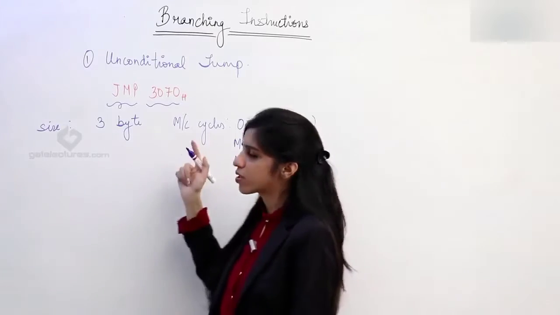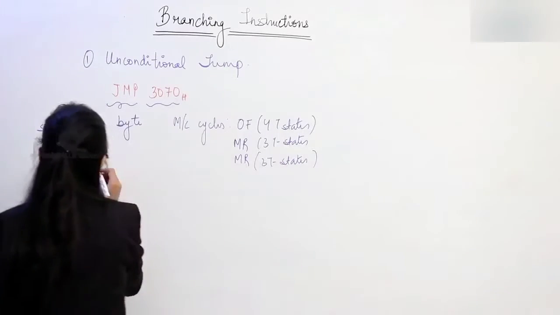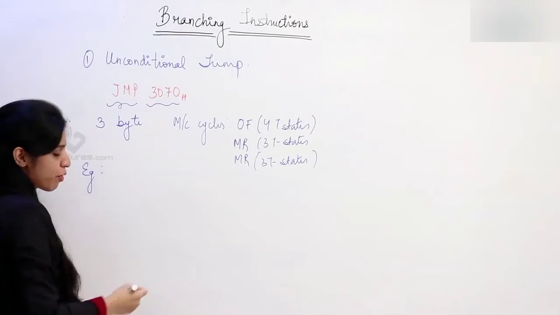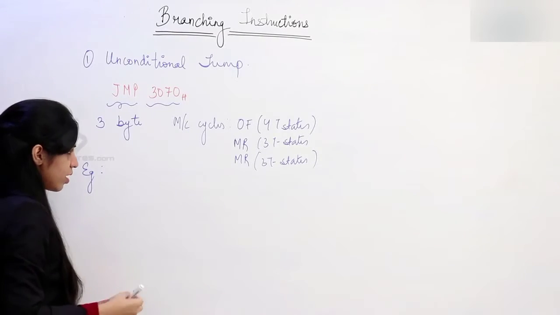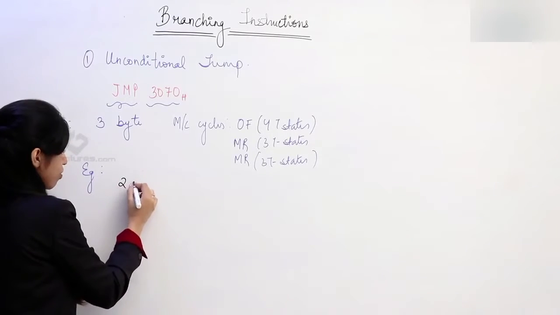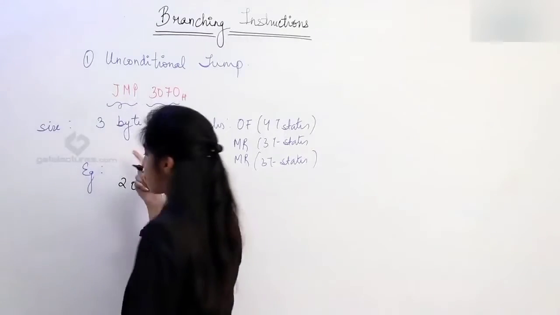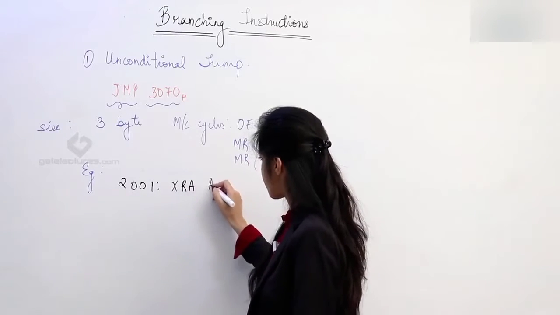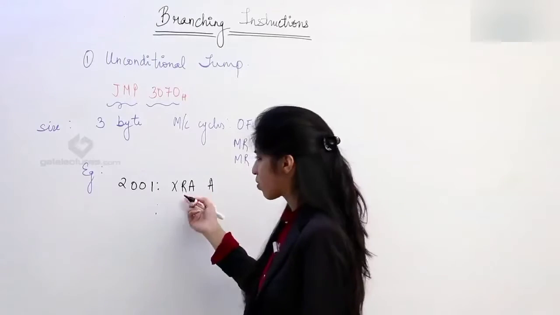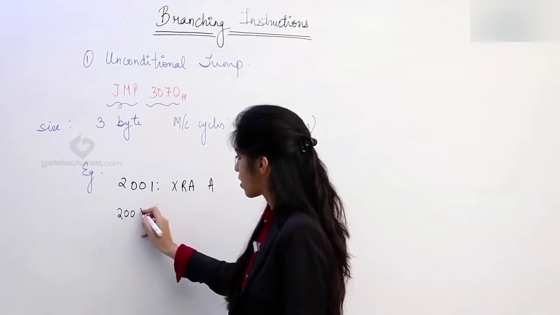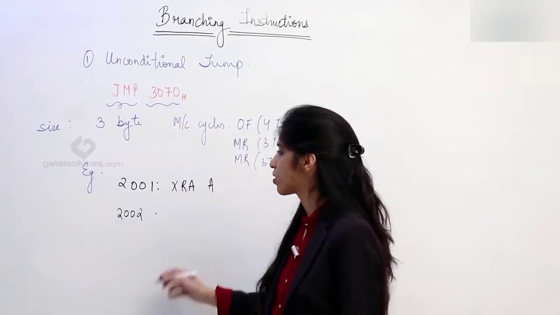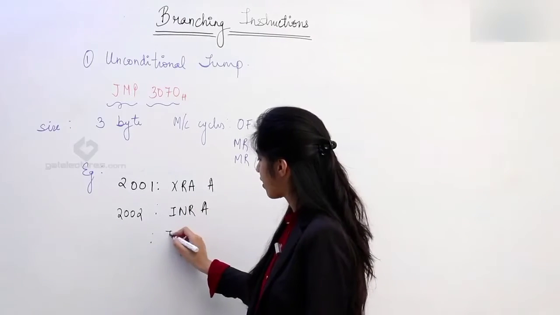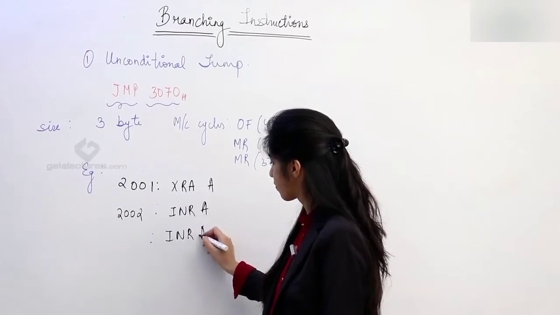Let us look at what this jump instruction does with an example. Suppose we have a program starting from memory location 2001. The first instruction is XOR A. This is a 1-byte instruction, so the next instruction is saved at the immediate next memory location. Next instruction is INR A. Then again INR A.